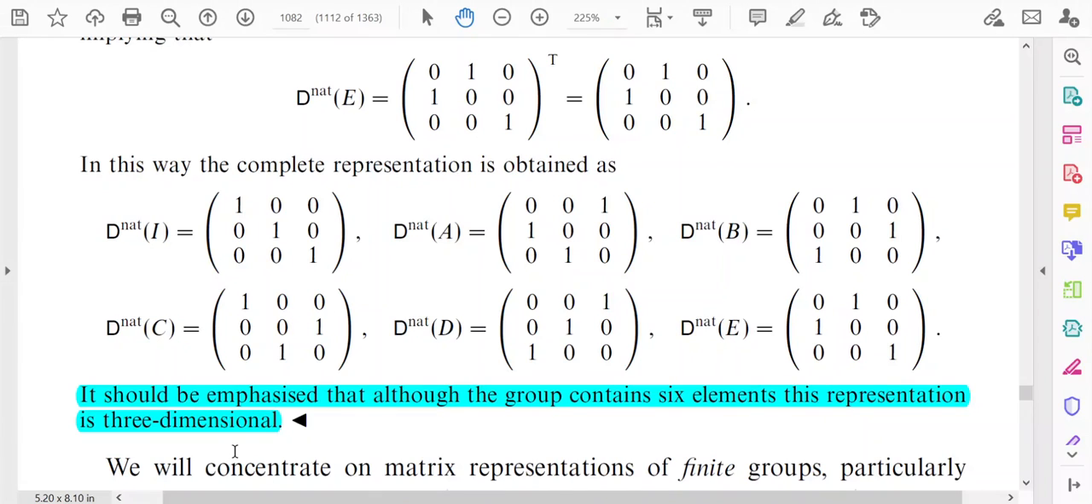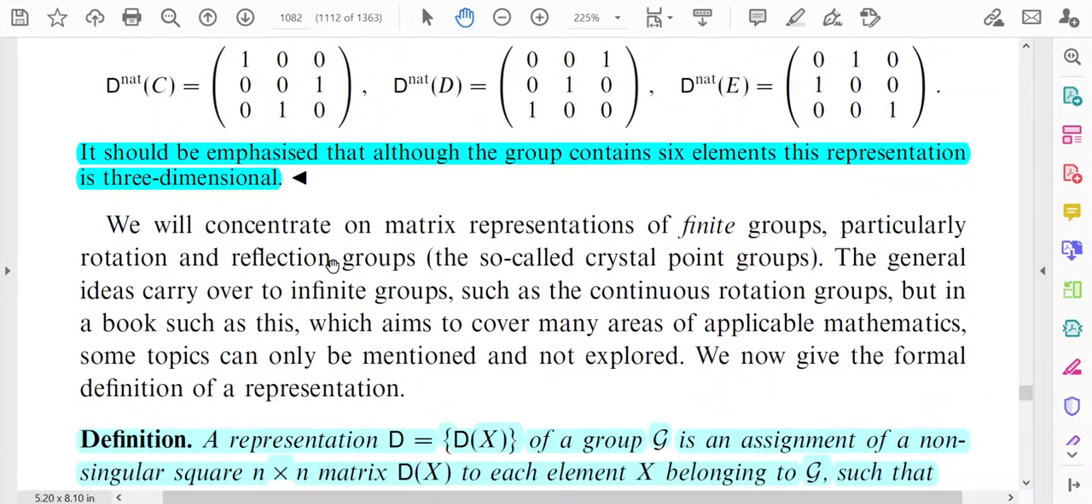But here you see that although in the symmetry operations for an equilateral triangle there are a total of 6 group elements, the representation matrices which we have found have order 3. So this is the difference between this particular example and the example which we discussed in our earlier lecture.